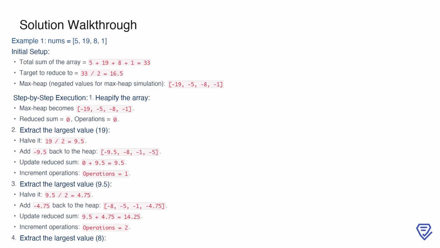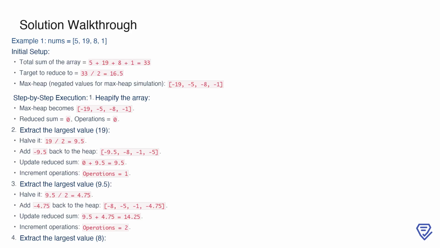First, we heapify the array, which organizes the negated values into a valid max heap structure, remaining as -19, -5, -8, -1. Next, we extract the largest value, which is 19. Halving this gives 19 divided by 2 is equal to 9.5, and we add -9.5 back to the heap. Our heap becomes -9.5, -8, -1, -5, after this operation. The reduced sum is updated to 9.5, and the operation count is incremented to 1.